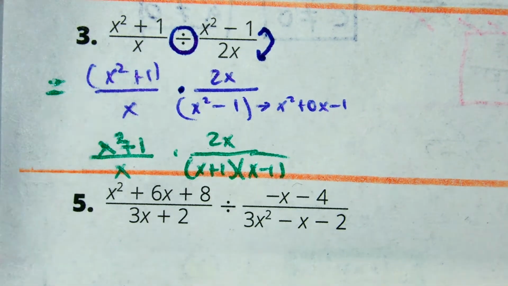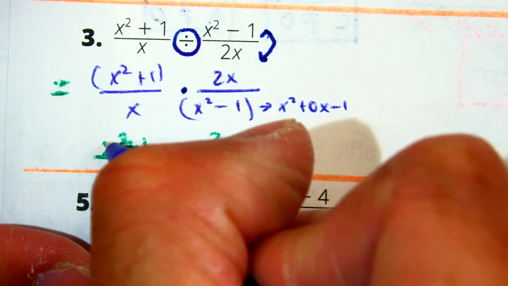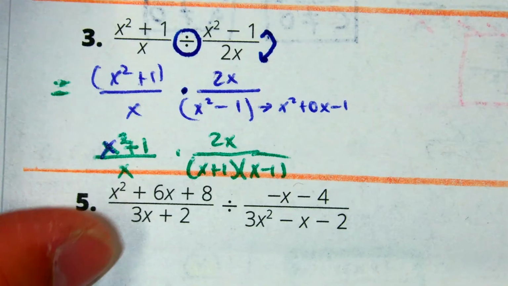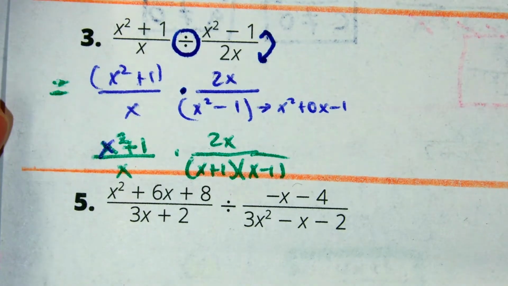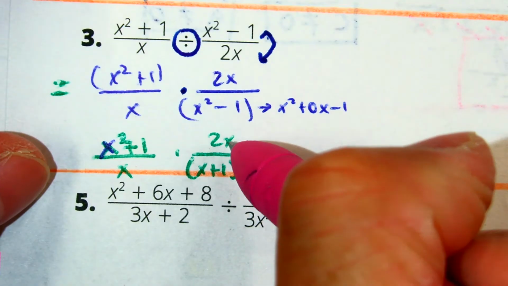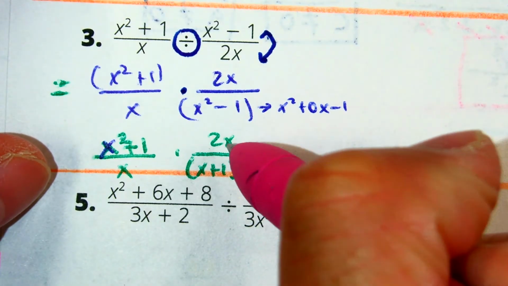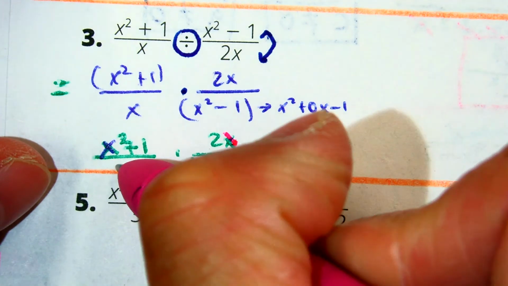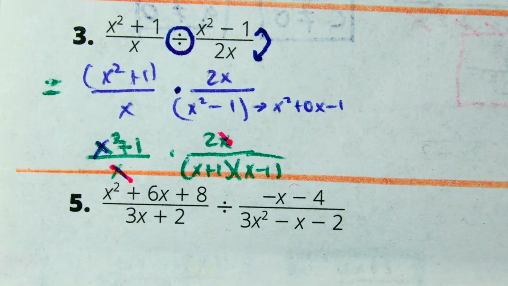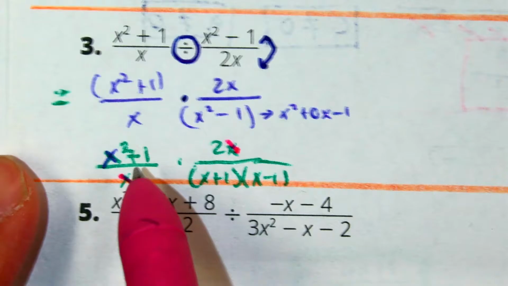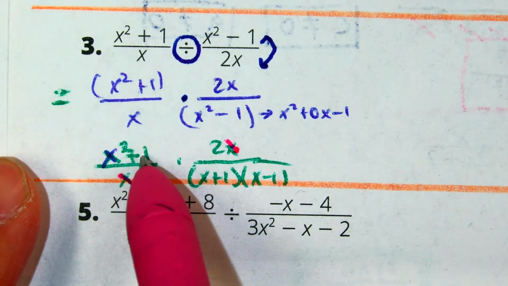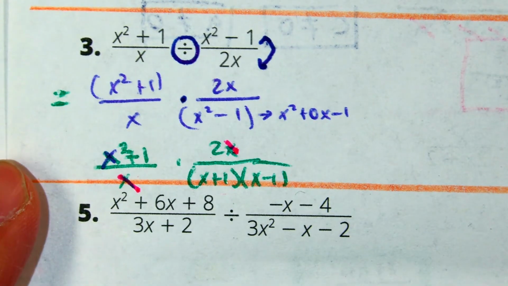Class, should we cancel anything? Yeah. You can cancel the x's. 1x, it's a monomial. It's not in parentheses. There's no plus or minus next to it. Anything else? Class, can I cancel the 1s here? No. Remember, they're in a relationship here.